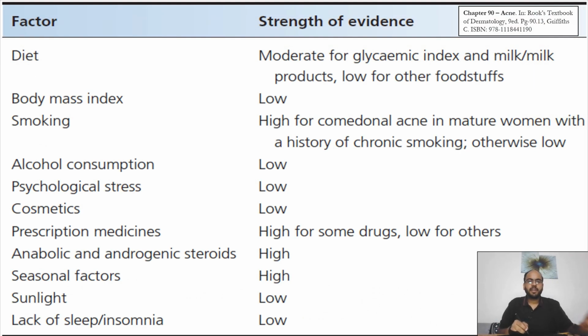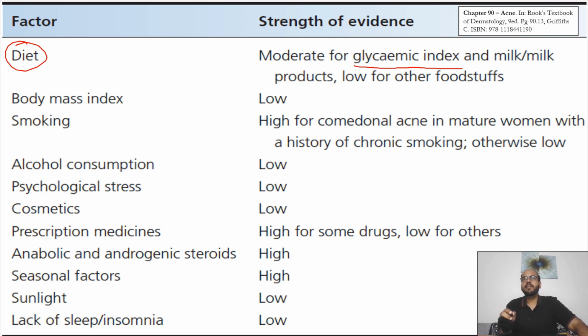Now this table is also taken from Rook, which implies the bearing of different factors on severity of acne regarding the strength of evidences, so that we have a certain idea what the aggravating factors in acne vulgaris are. Many times patients will ask us what they should avoid eating. So it's a good idea to tell them to take a balanced diet and to avoid foods which are high in glycemic index. Now, what is glycemic index?